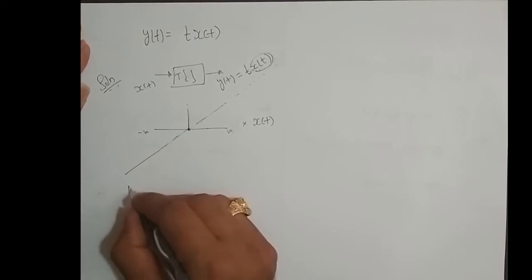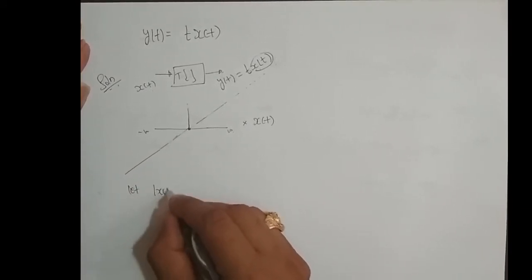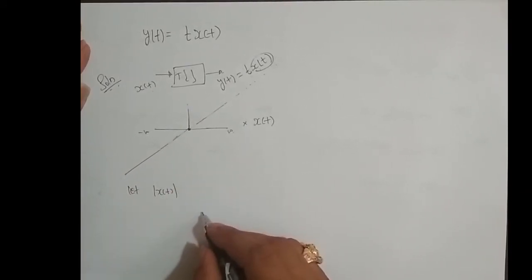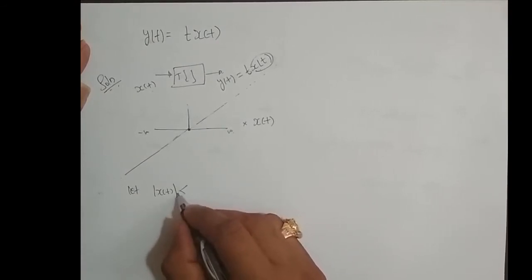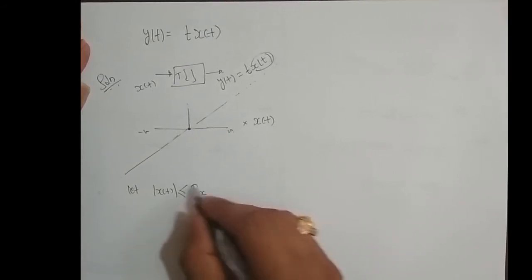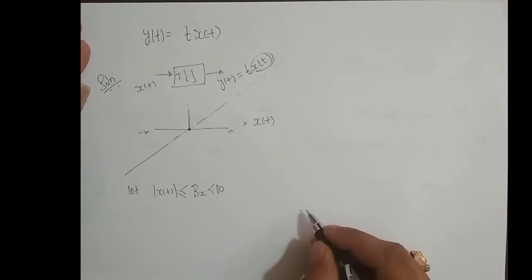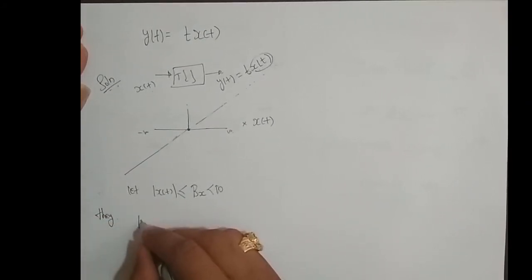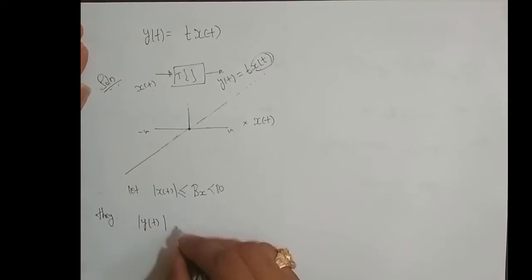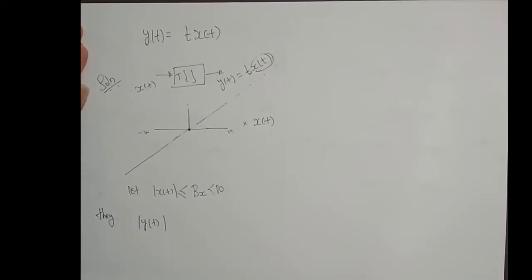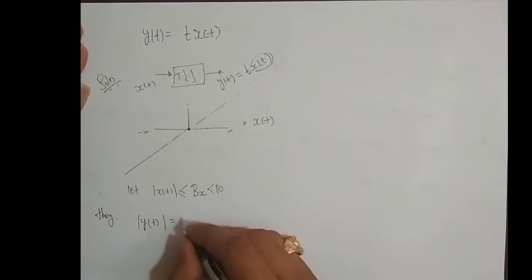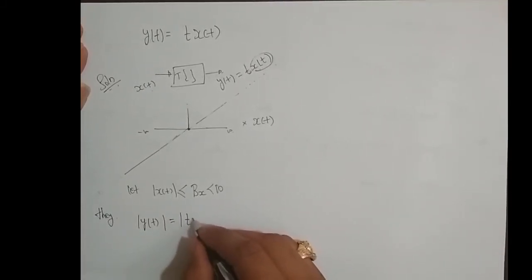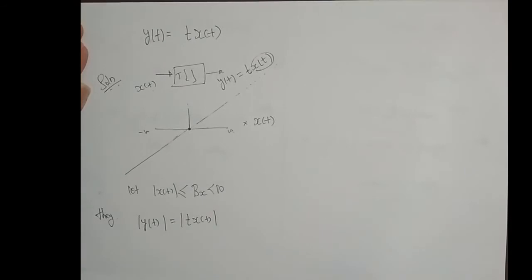Fine. So let us assume that the magnitude of x of t, the input signal which I feed, is bounded by a value of bx, and that value is less than infinity. Then what is the magnitude of the output y of t? Now you have to tell me, is this bounded, which is equal to what? T times x of t, right?